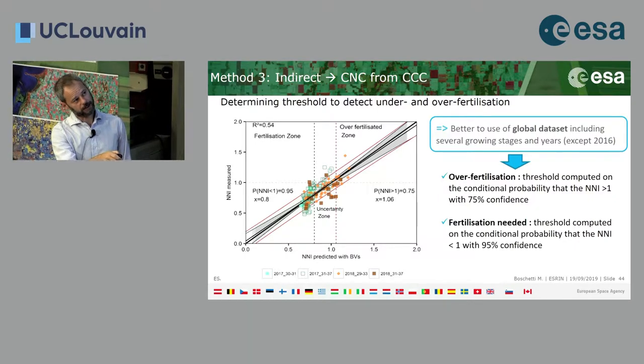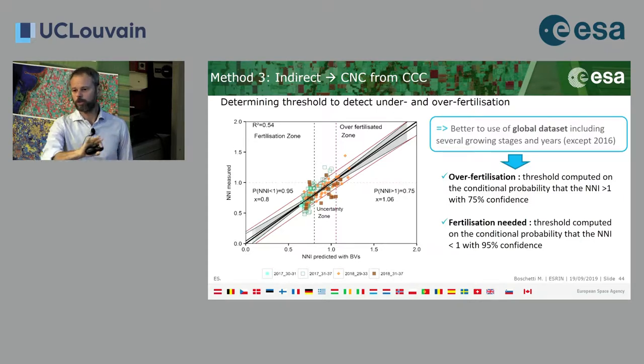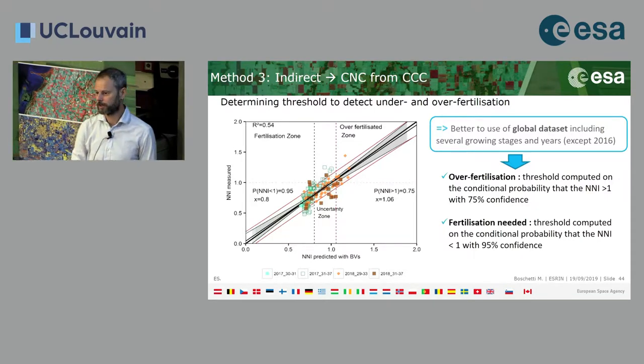And they see that above 1.06, you have a 75% probability that you are in a good condition in the field, that you don't need to fertilize much. While when you have lower than 0.8 NNE, you are in a condition that is the cold fertilization zone.